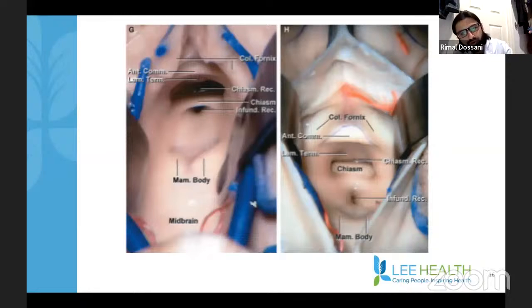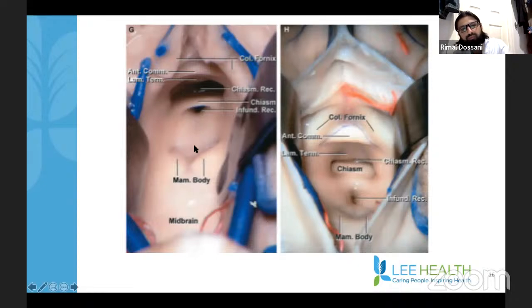So the goal of the endoscopic third ventriculostomy is to connect the ventricular system to the subarachnoid space. In other words, to connect the third ventricle to the prepontine cistern. Here is the mammillary body of the hypothalamus. The ideal location for performing an endoscopic third ventriculostomy, to protect all the key eloquent structures within the third ventricle, is to poke directly in front of the mammillary bodies. In that way, you'll preserve the chiasm and the infundibulum.